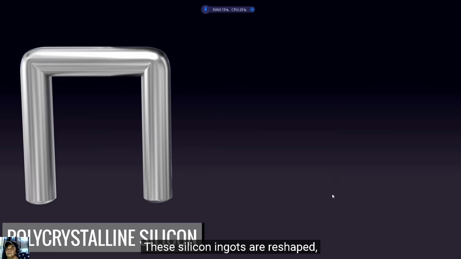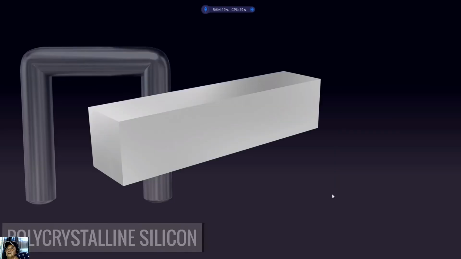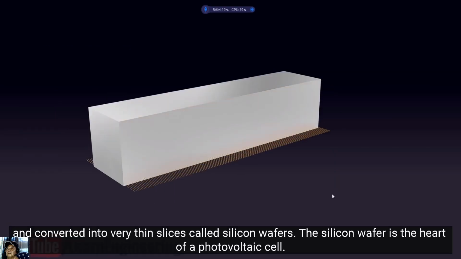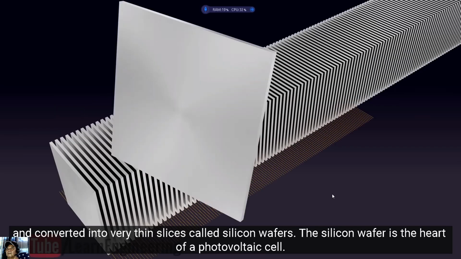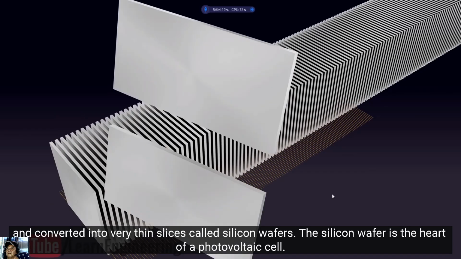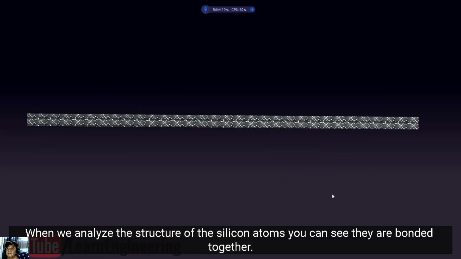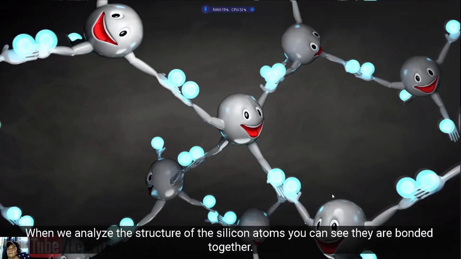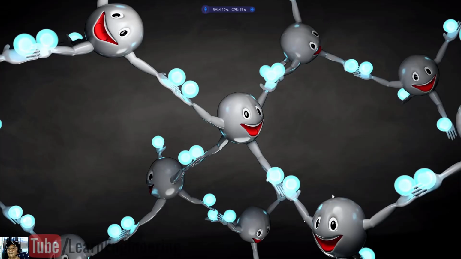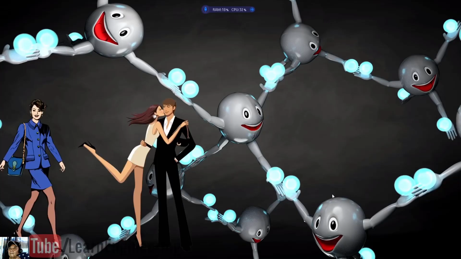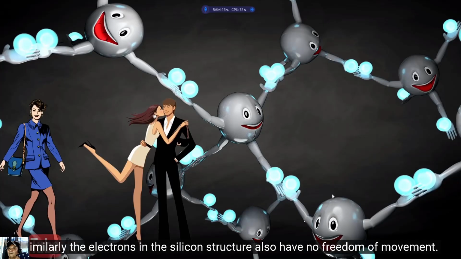These silicon ingots are reshaped and converted into very thin slices called silicon wafers. The silicon wafer is the heart of a photovoltaic cell. When we analyze the structure of the silicon atoms, you can see they are bonded together. When you are bonded with someone, you lose your freedom. Similarly, the electrons in the silicon structure also have no freedom of movement.